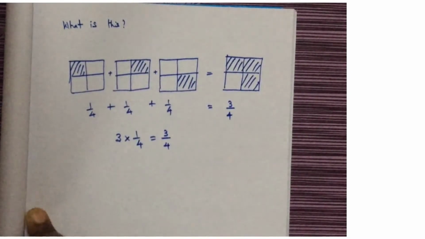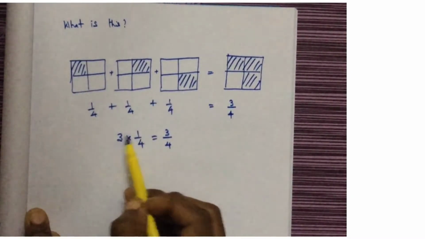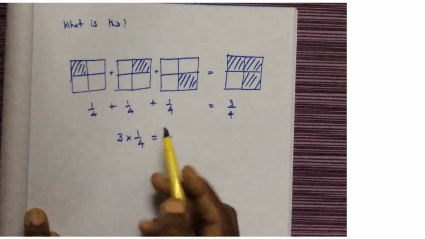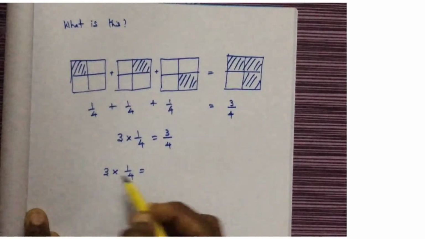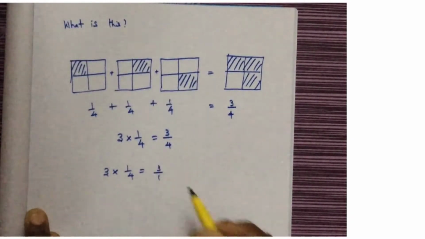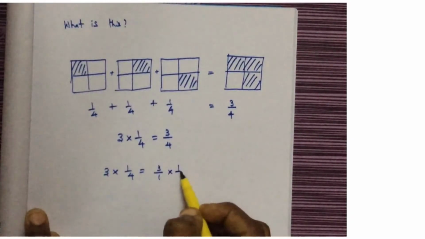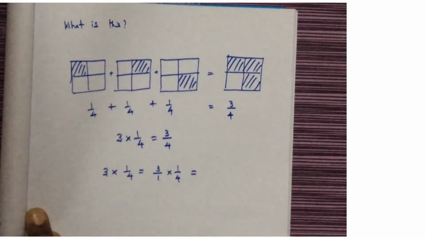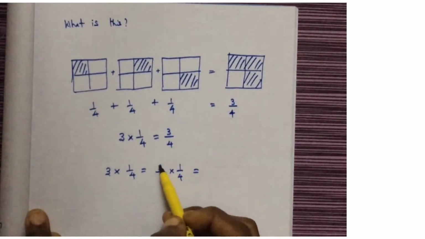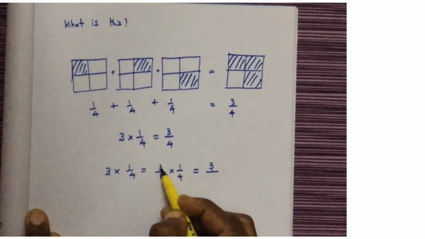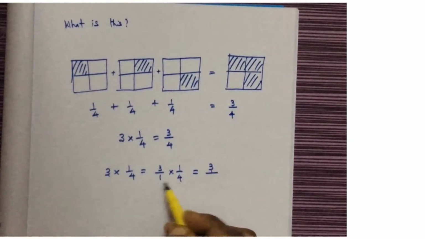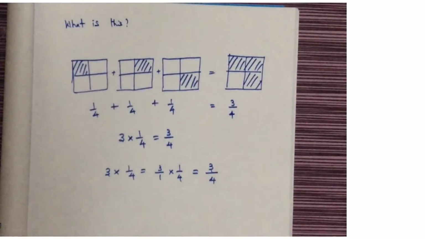Now we can see what is done here. Here the numerators are multiplied. So 3 multiplied by 1 by 4, what is that? Here it is 3 by 1, multiplied by 1 by 4. So you have to multiply the numerator with this numerator. 3 multiplied by 1 is 3, and 1 multiplied by 4 is 4.